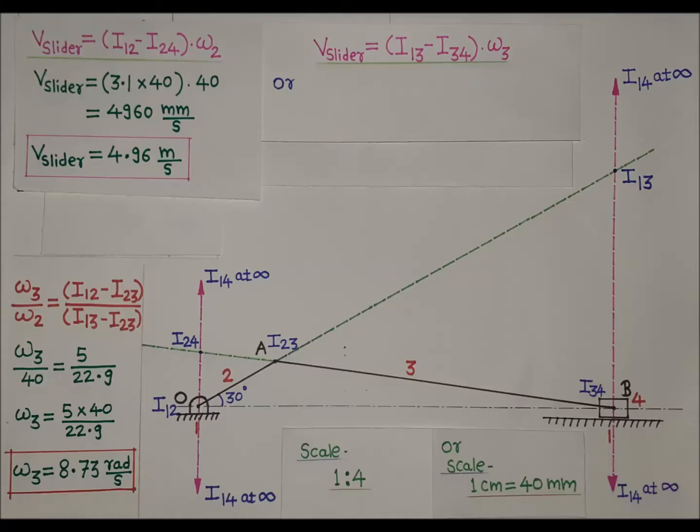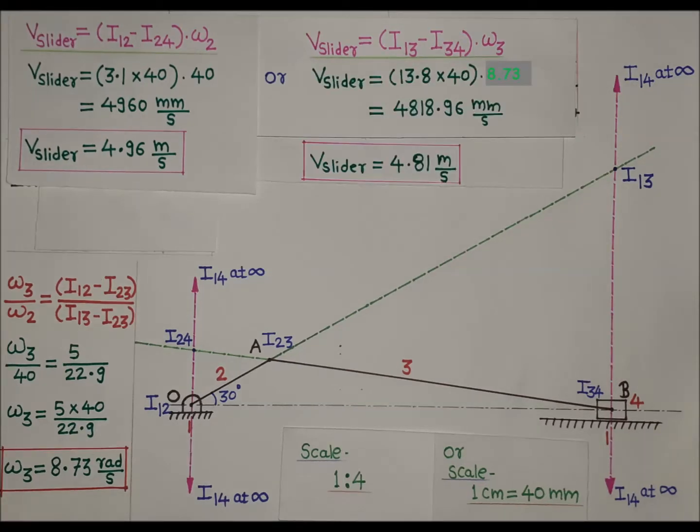Now we will find the velocity of the slider by using the relation V slider is equal to the distance between I13 I34 multiplied by omega 3. If you measure the distance between ICR I13 and I34, we will get that distance as 13.8 centimeter. We should multiply it by scale, because 13.8 centimeter is the scaled distance, it is not the actual distance. So to get the actual distance we should multiply 13.8 by 40, because 1 centimeter is equal to 40 mm. So we will get the distance between I13 and I34 in mm.